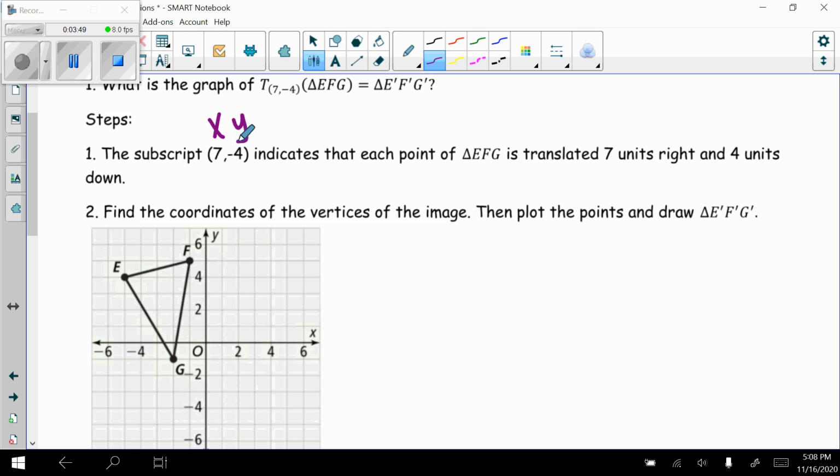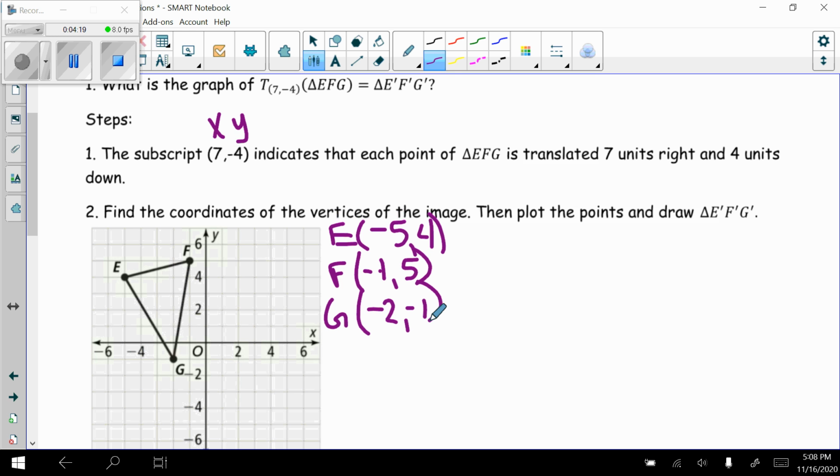So first, we want to find the coordinates of the vertices of the image, and then plot the points and draw triangle E prime, F prime, and G prime. So first, let's just list what are the points of the triangle that they have listed. So point E is at negative 5, 4. Point F is at negative 1, 5. And point G is at negative 2, negative 1.